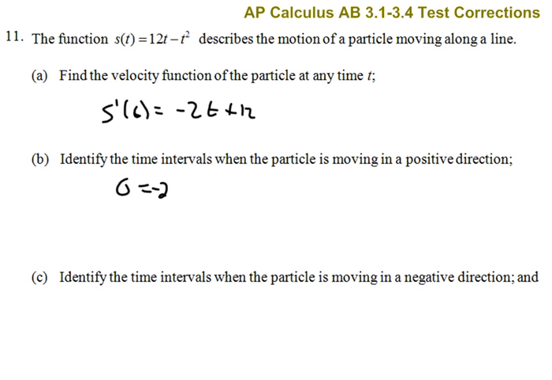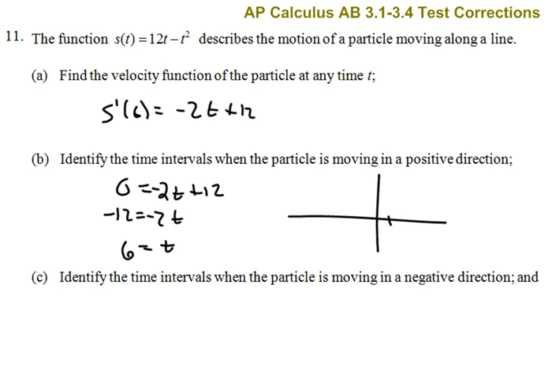So 0 equals -2t plus 12, minus 12. And I'm going to divide both sides by -2. So 6 equals t. And conceptually, what that means is at the point 1, 2, 3, 4, 5, 6, that's going to be our vertex. Because if you look at this right here, this is a quadratic that's going upside down, right? It looks something like this. Okay, so this is not drawn to scale.